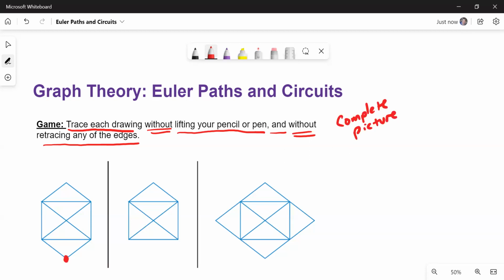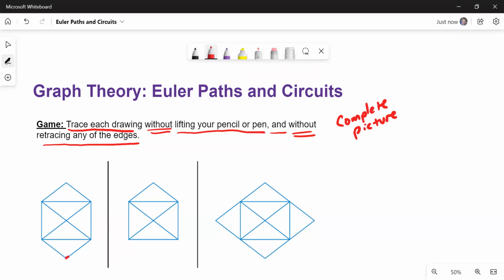My goal is to start there without lifting my pen or pencil and without retracing any edge, basically draw the entire drawing. Well, if I go up to the right and then over to the left, and then I say, oh, I'm going to come back down, I get stuck because I basically have already come back to where I started, but there's no way to go away from there without retracing my steps. I'm like, okay, that didn't work.